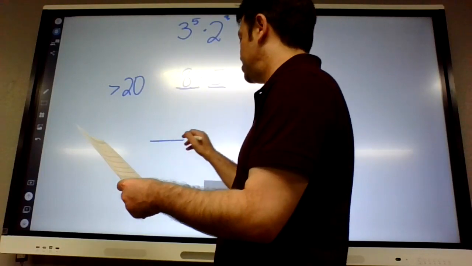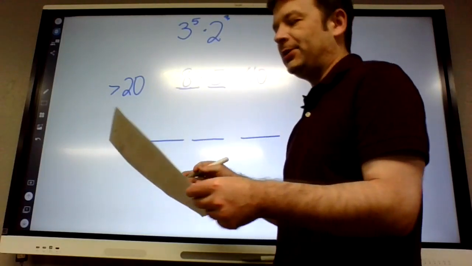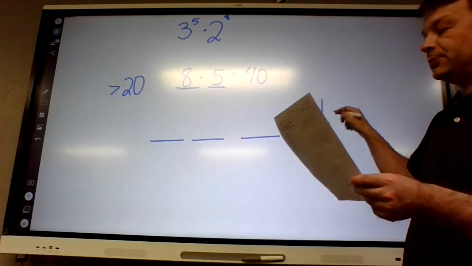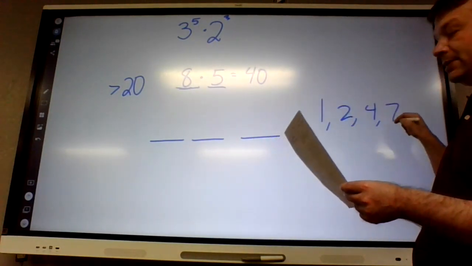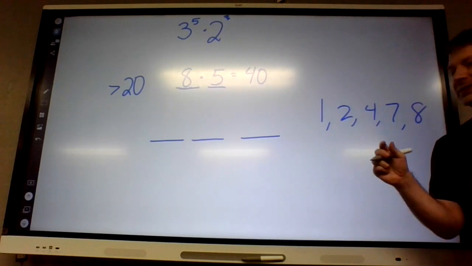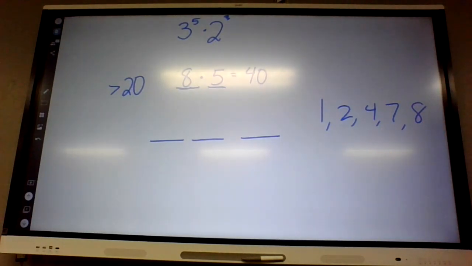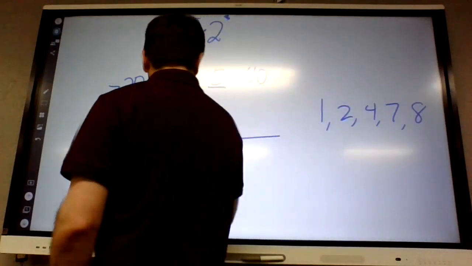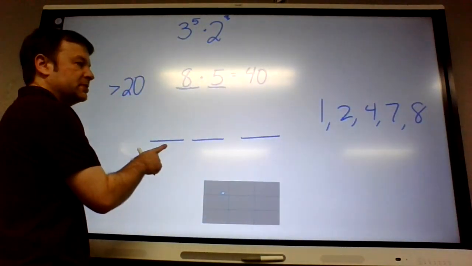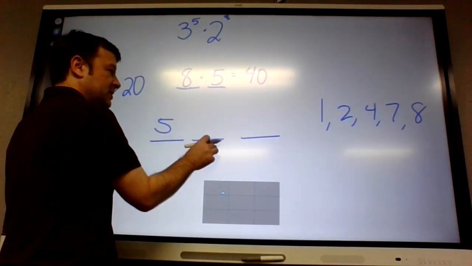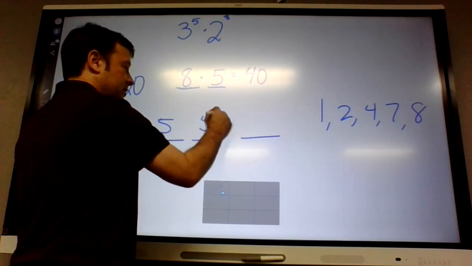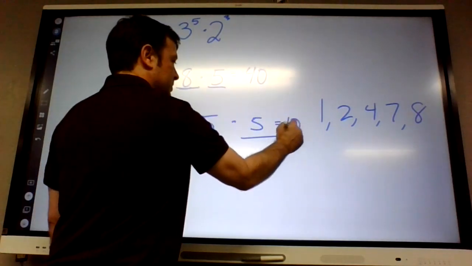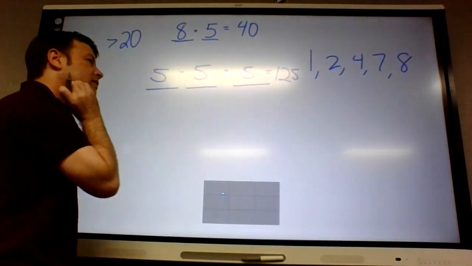Number 15, how many three-digit positive integers can be written using only 1, 2, 4, and 7? It doesn't say we can't use them twice. So, how many possibilities are there for the first digit? 5. How many possibilities for the second digit? 5. Third digit? 5. So it's just 125.